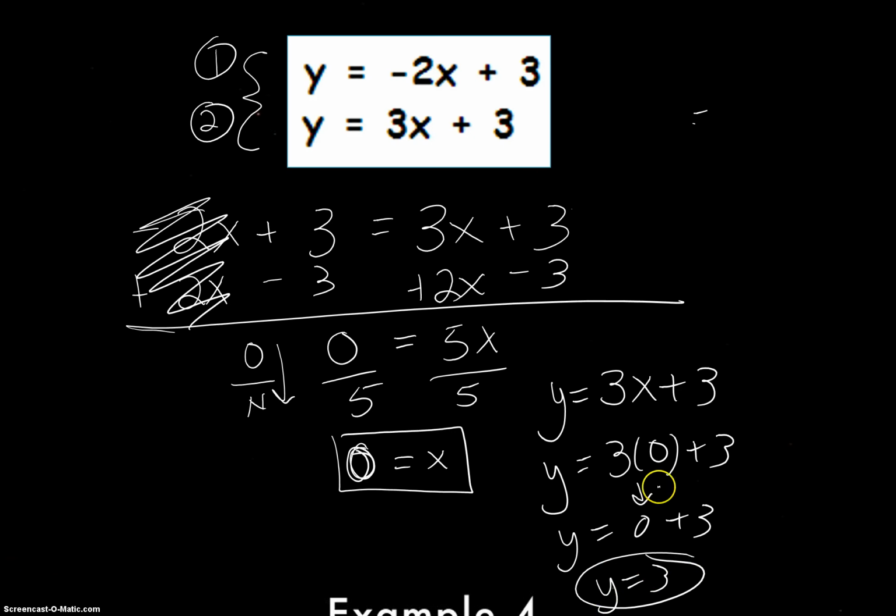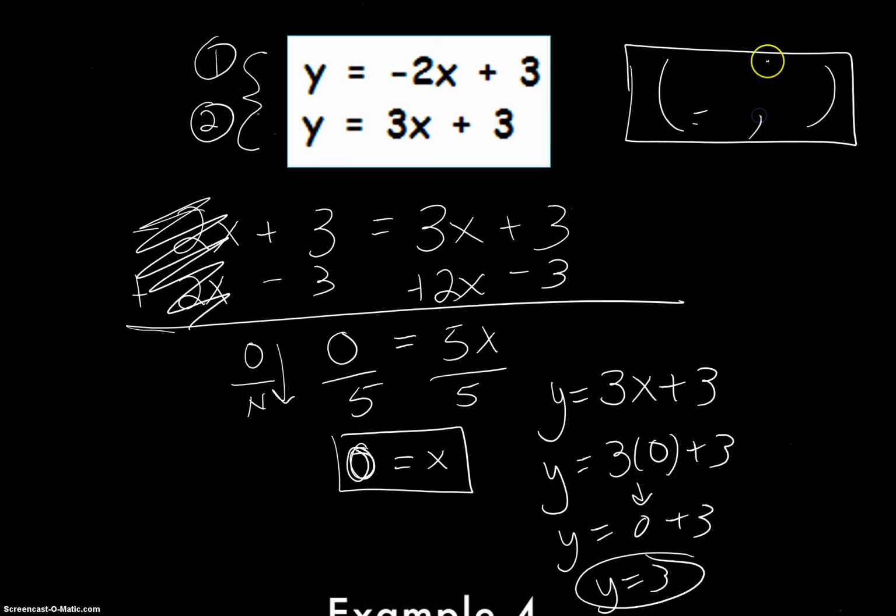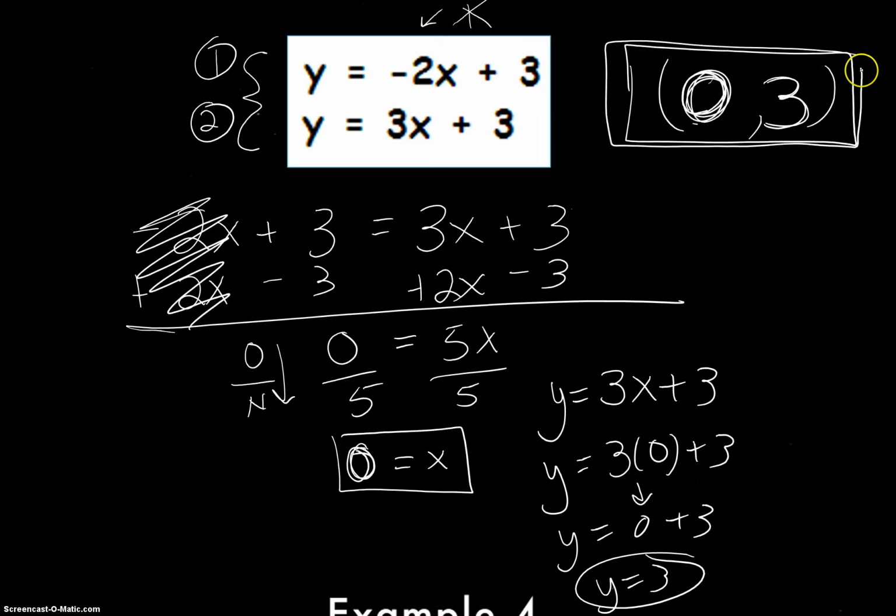So my final answer needs to be a solution to the system. I need to have an ordered pair with my x value first, followed by my y. My solution to my system is 0, 3. So if you graph these two equations, this one had a slope of negative 2, and it would go down, starting at 0, 3. And this one would start at 0, 3 as well, but it would go up. So the point of intersection is also the y-intercept. It is at 0, 3.